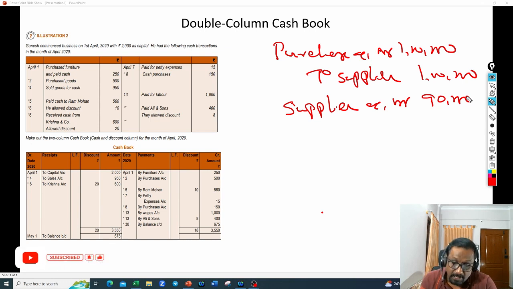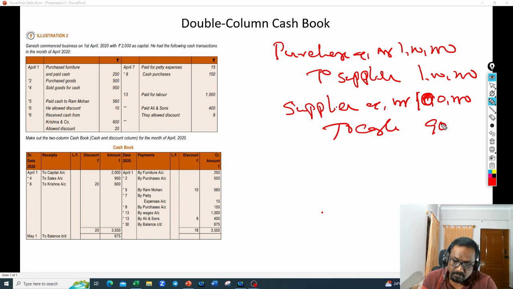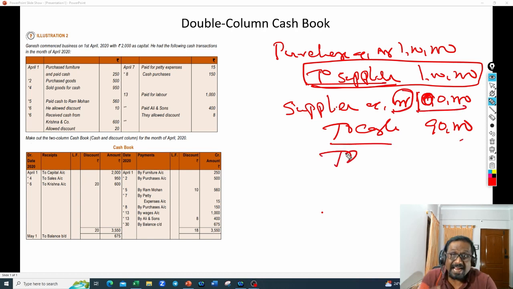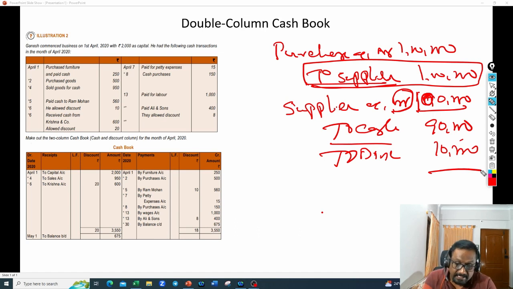So supplier account 1 lakh, sorry, not 90,000. How much cash did I pay? Cash account 90,000. I'm paying only 90,000 to the supplier. The supplier account is debited. Why? Previously the supplier account was credited with 1 lakh, so I'm settling that amount. Now I have to debit because I'm settling it. So supplier account is debited with 1 lakh, cash account 90,000, and the discount is income for me, so discount account credit 10,000. This is the entry I write.